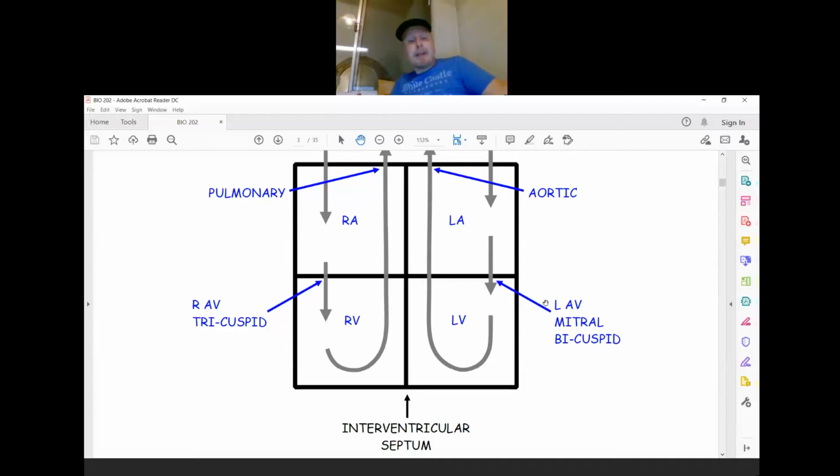The bicuspid again tells us about the anatomy of this valve. So 2 leaflets, 2 cusps on this valve. Mitral is another term that's commonly used. And I would not say that the LAV or right AV would be a bad term either to use. Remember that AV stood for atrioventricular valve.